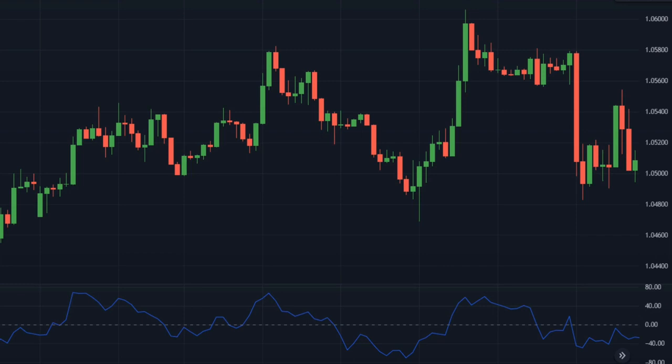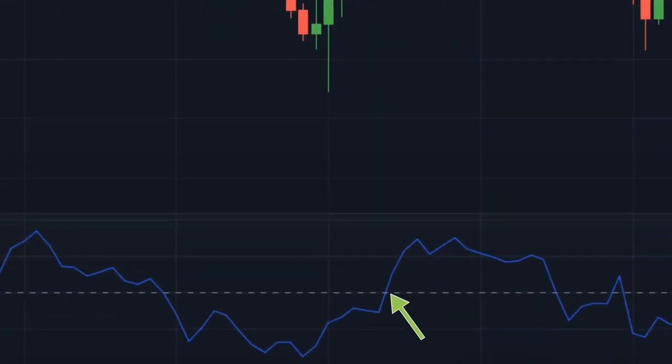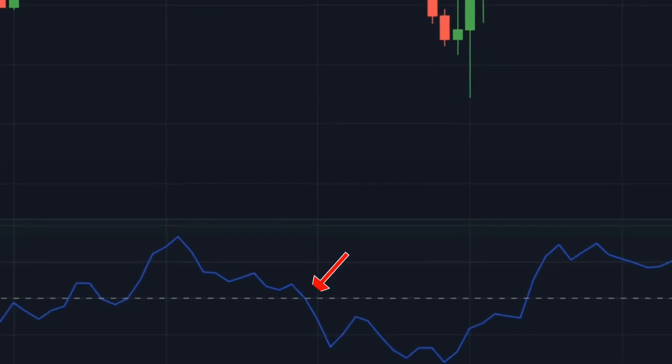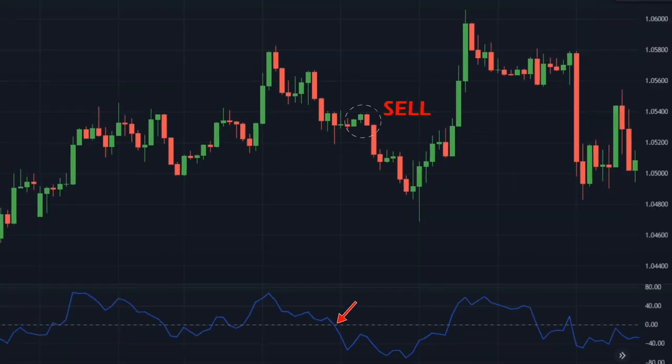In this video, we are not going to use CMO to find overbought and oversold zones. Rather, we are going to use it in a more effective way. The way we're going to use it is, when the CMO line crosses the zero line from bottom to top, it's a valid signal to enter a long position. And when the CMO falls below the zero line, it is a signal to enter a short position.